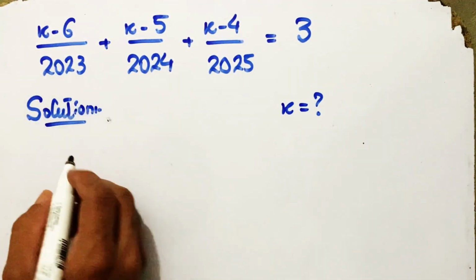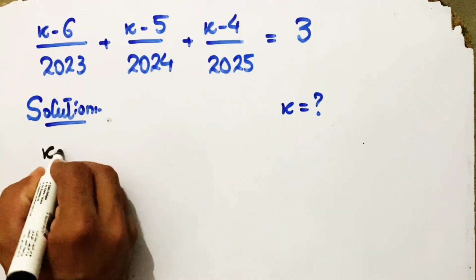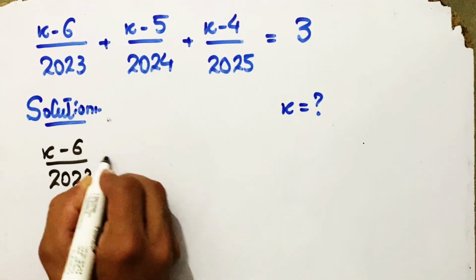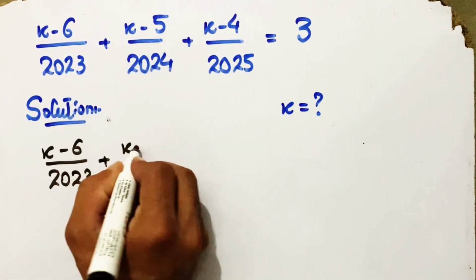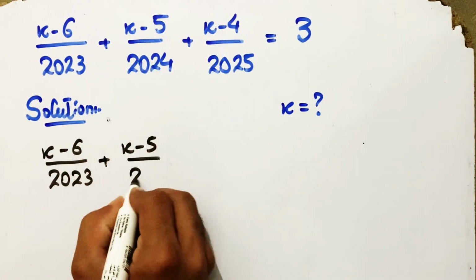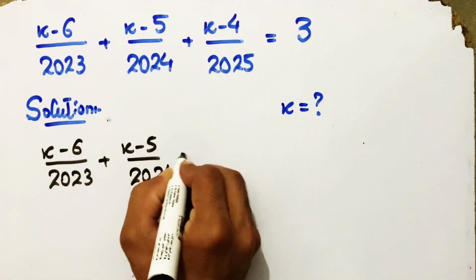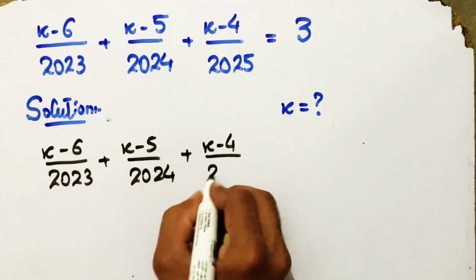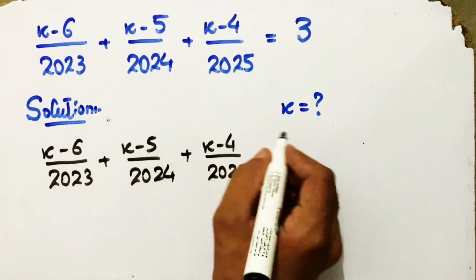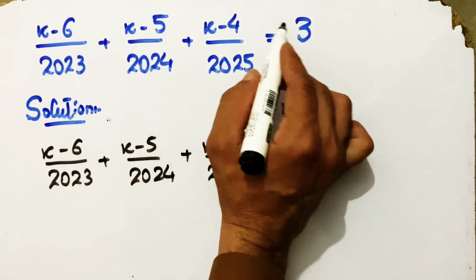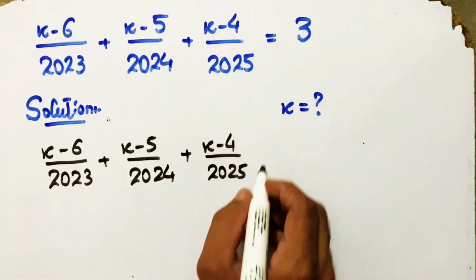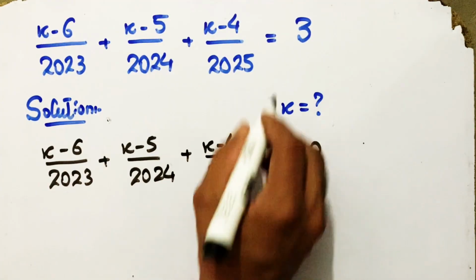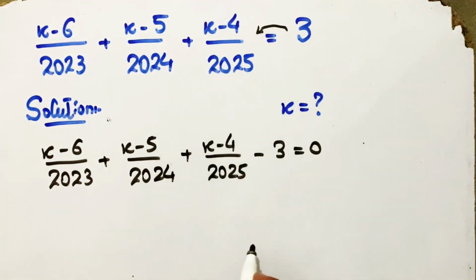If I write our equation here, (x minus 6) divided by 2023 plus (x minus 5) divided by 2024 plus (x minus 4) divided by 2025 equals 3. This is a positive value; when it goes to the opposite side, the sign changes. So our equation becomes minus 3, equal to 0.